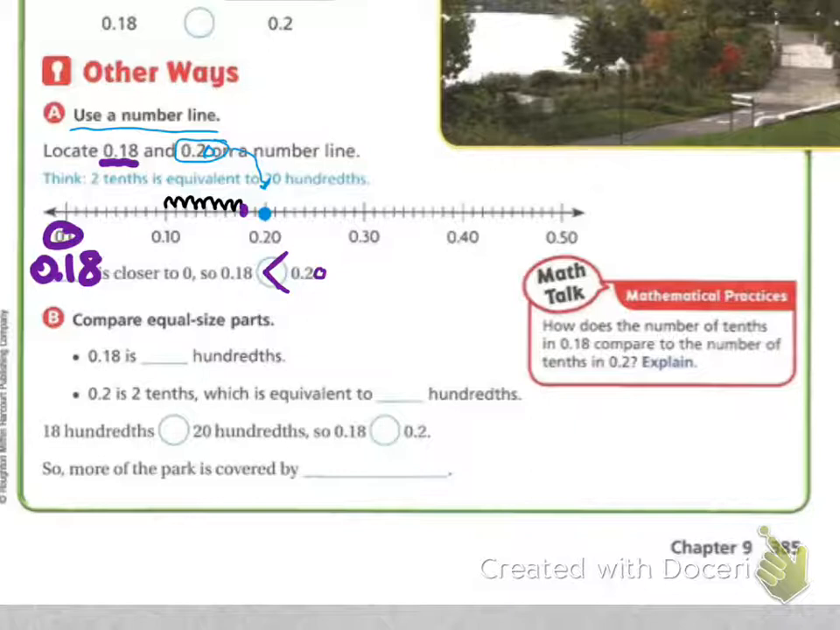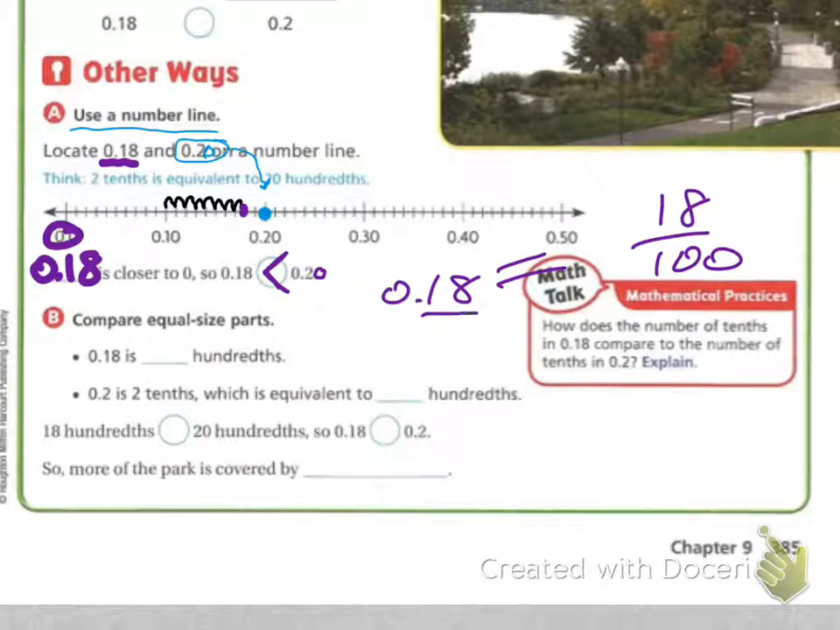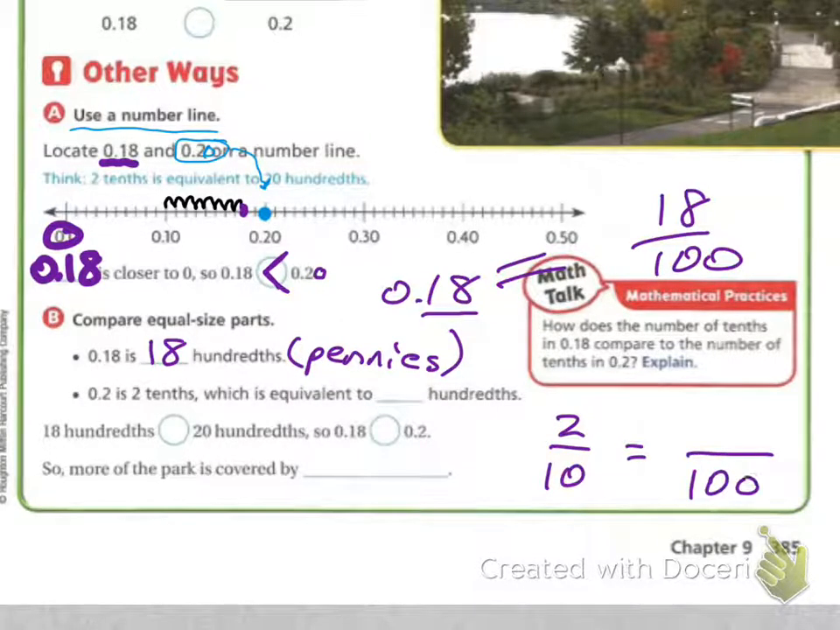Okay, compare equal sized parts. 0.18 is blank hundredths. Well, 0.18 is the same as 18 over 100. Because this is like 18 cents, or 18 out of 100 cents. So 0.18 is 18 hundredths, or 18, we could say, pennies. Down the next part, 0.2 is 2/10, which is equivalent to how many hundredths? So 2/10 is how many hundredths?